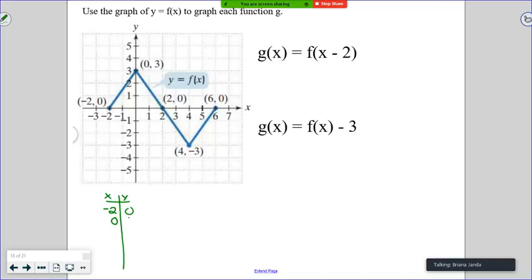-2, 0, 0, 3, 2, 0, 4, -3, 6, 0. I just listed those little 5 points that are highlighted in the picture, and I now have a table to work with. We don't really need that today because we're just doing the shifts at the bottom. So actually what I needed is where those are graphed. Well, they already took care of that for me.